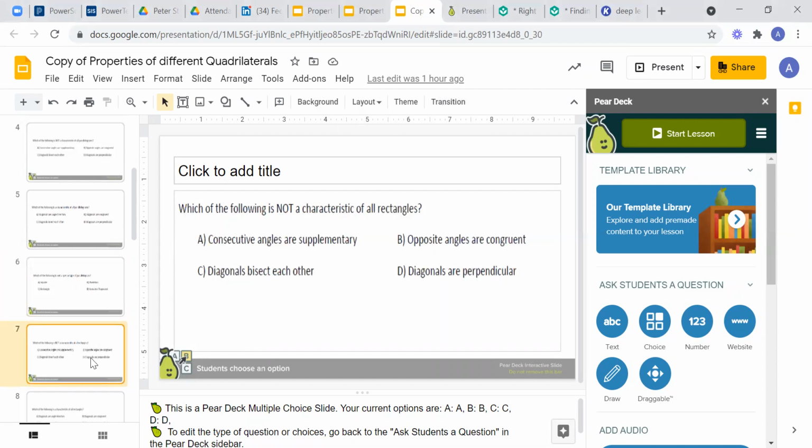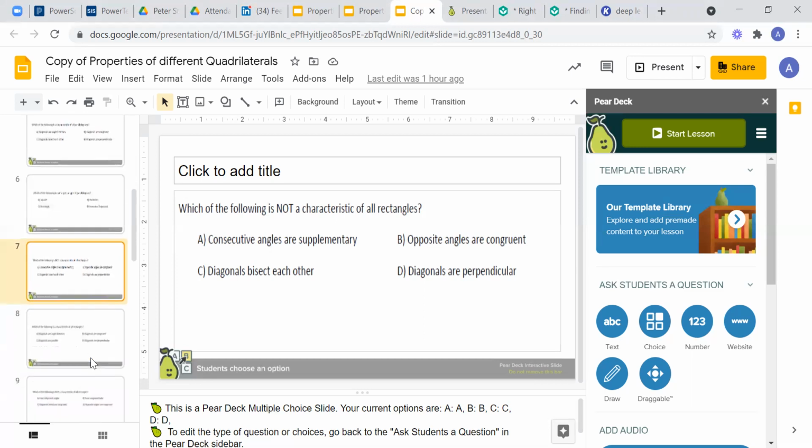So the next slide, Oliver, what do you think we can do here? Which of the following is not a characteristic of all rectangles? Okay, diagonals are perpendicular. In a rectangle, consecutive angles are supplementary, opposite angles are congruent, diagonals bisect each other, but diagonals are not perpendicular. Okay, thank you.